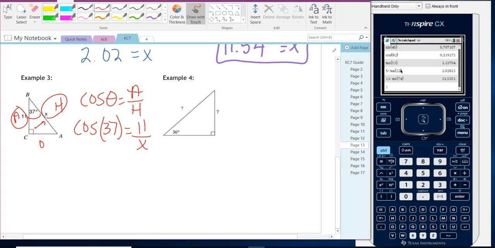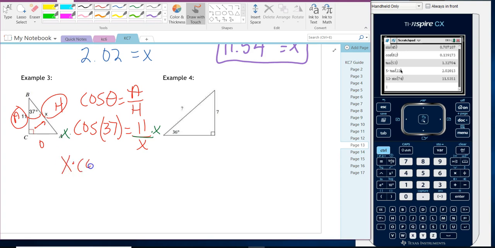All right, well now I want to get my x by itself. So right now I see that I am dividing by x. I want to move my x over to the other side because I don't want to be dividing by x. So I'm going to multiply by x on both sides. So that means on my left side, I have x times the cosine of 37 is going to equal 11.